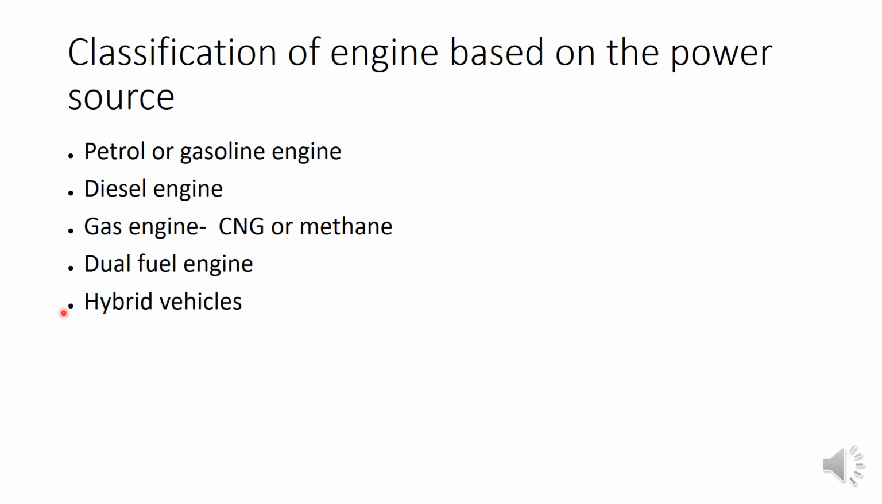Other than that, we have hybrid vehicles also, which combine any two power sources. For example, hybrid vehicles can combine electrical energy as well as combustion of a fuel, or they can combine solar energy and fuel. If we use more than one power source, we call it a hybrid vehicle. In a later stage, we will discuss hybrid vehicles more briefly. For the time being, we are concentrating on the first two engines, that is petrol engine and diesel engine. So what are the basic differences between these two engines?